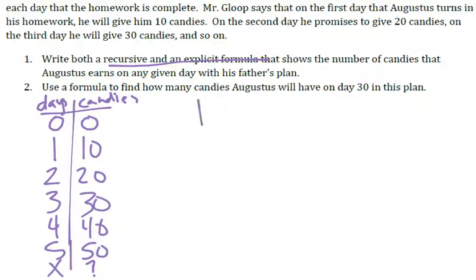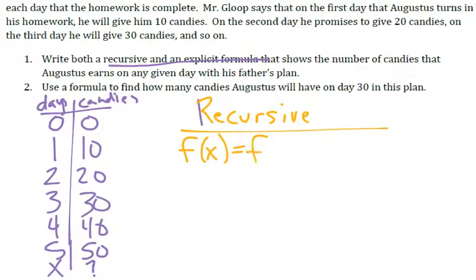So, now let's make our recursive formula. Okay, so remember with recursive, we always start out by saying to get the next term, it's equal to the previous term, right? This stands for the input, and the f of x with the whole parentheses, or the f of x minus 1, stand for the outputs, because recursive connects these outputs.